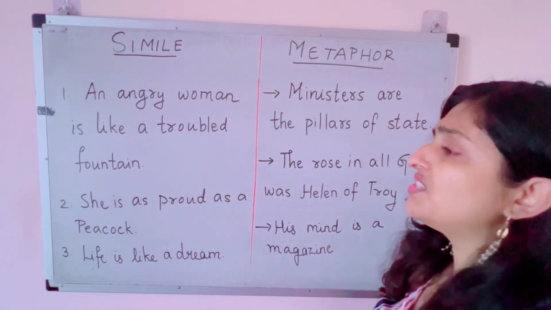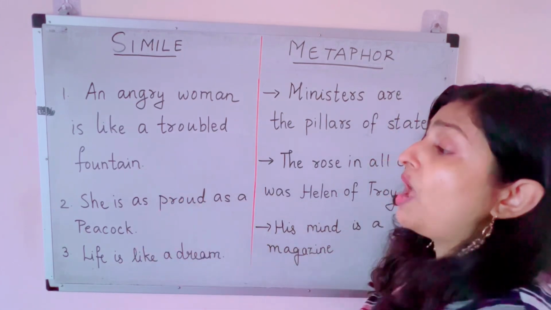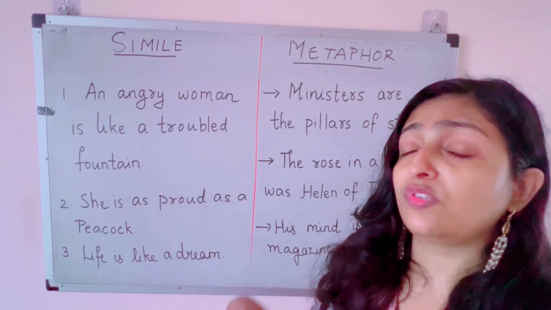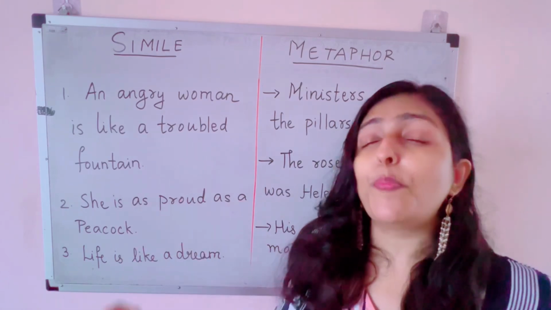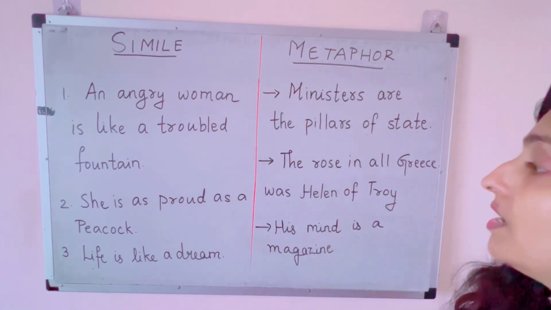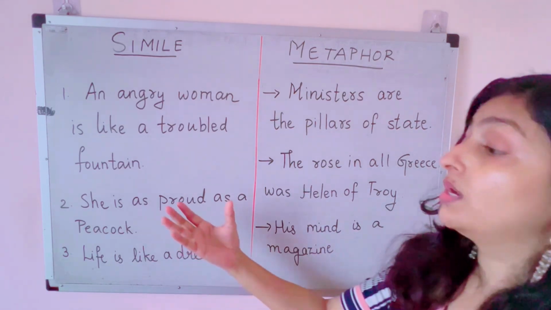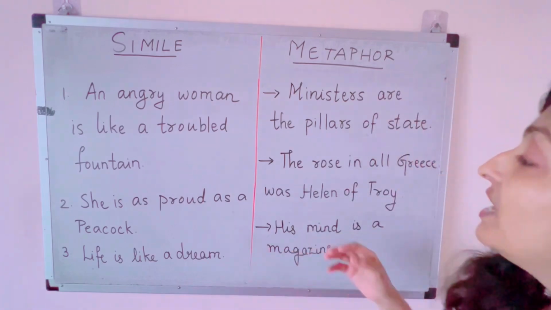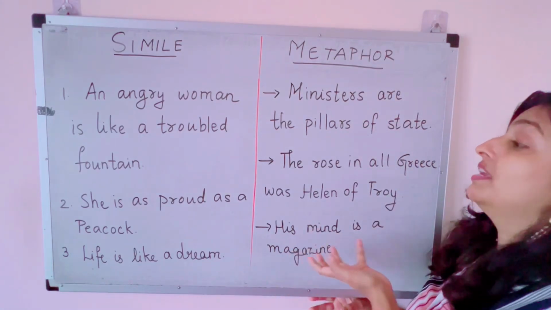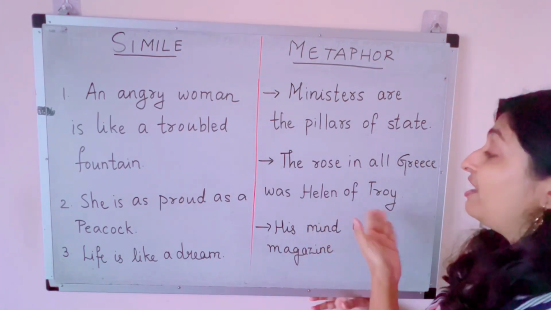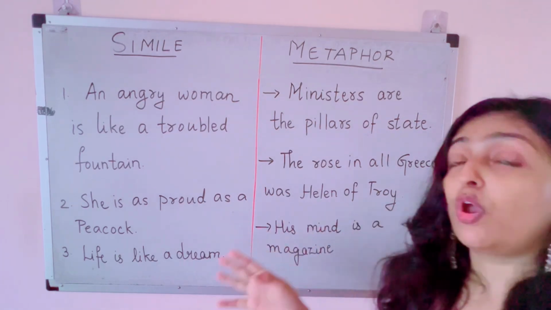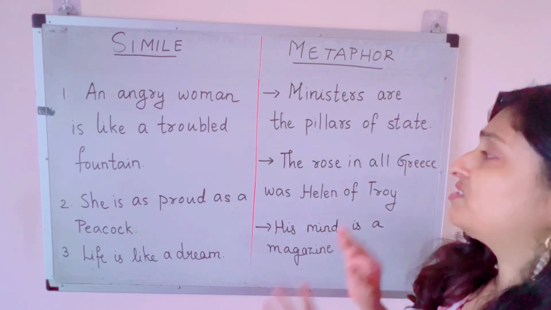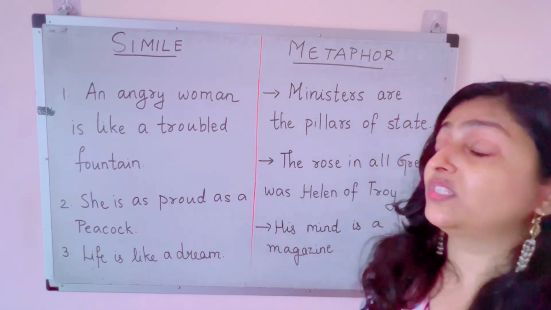Next is, she is as proud as a peacock. Again, we can see the keywords as and so. You can also say she's so proud as a peacock. The pride of the girl is compared to that of a proud peacock. Next is, the rose in all the Greece was Helen of Troy. Helen of Troy was a very beautiful woman in Greece, and so she is compared to the rose.